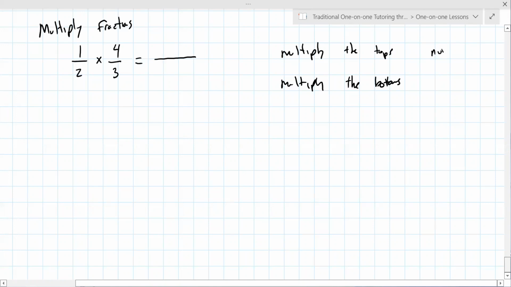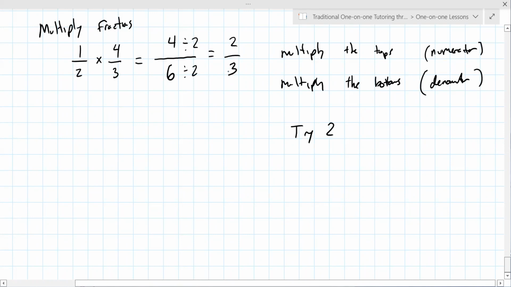Now, you've probably seen this in books, numerator and denominator. Those names exist just to represent the top and the bottom. That's all it is. So if you prefer top and bottom, use that. They don't actually mean anything else. So 1 times 4 is 4, 2 times 3 is 6. Can you reduce this fraction? Does 2 go into both 4 and 6? Yeah, we can divide both of them by 2. That's 2/3.